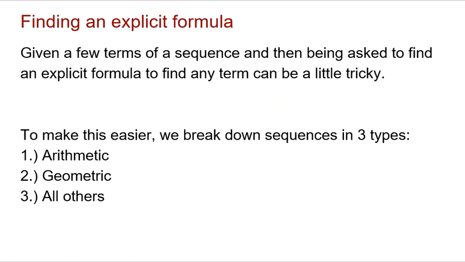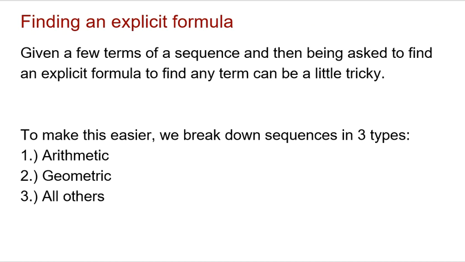All right, so finding an explicit formula. Now that we've learned about the different sequences, explicit sequences, recursive sequences, what they look like, and how to think about them, the key thing here is that explicit formulas are awesome because you can find any term you want, right? So given a few terms of a sequence, we like to ask you to find an explicit formula to find any term. This can be a little bit tricky, but finding a formula to get any term you want is very useful.